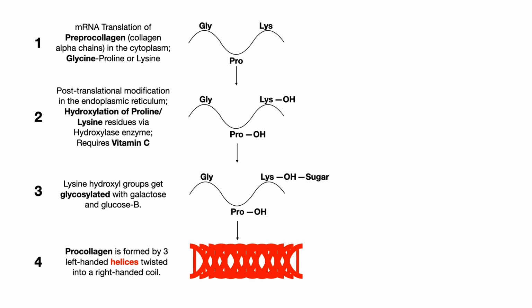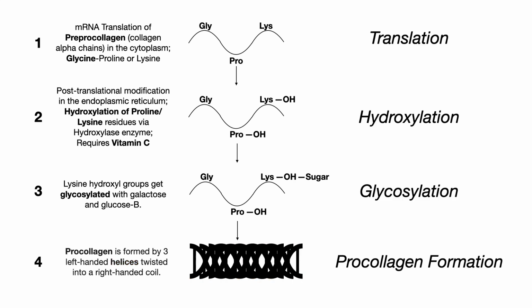Okay? So I'm going to pause for a second. We've talked only about 4 steps so far. Step 1, we have translation. Step 2, we have hydroxylation. Step 3, we have glycosylation. And step 4, we have procollagen formation. And I'm going to be a little bit more specific now. So step 1, we have translation of pre-pro collagen, with glycine residues being the most important. Step 2, we have hydroxylation of proline and lysine residues requiring vitamin C. Step 3, we have glycosylation of the lysine hydroxyl groups. And step 4, you have the twisting of these 3 helices forming procollagen.